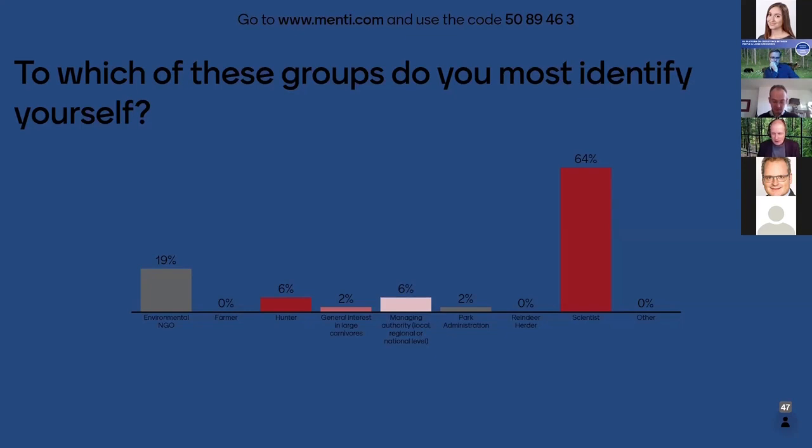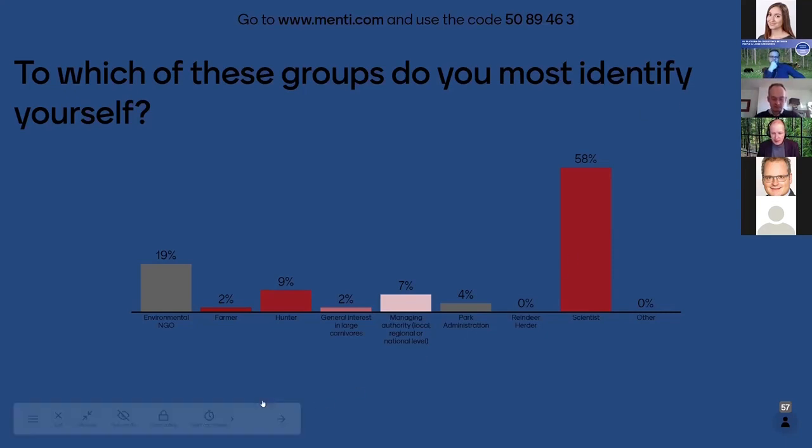But I think we can say that a majority of you have indicated your identity as scientists at the moment, that is 61%, but let's say around 60%. Then we see that environmental NGOs are very well represented with 20% of the people, 7% hunters, 6% managing authorities, which can be local, regional, or at the national level. We have park administrations participating, and a couple of people just with a general interest in large carnivores.